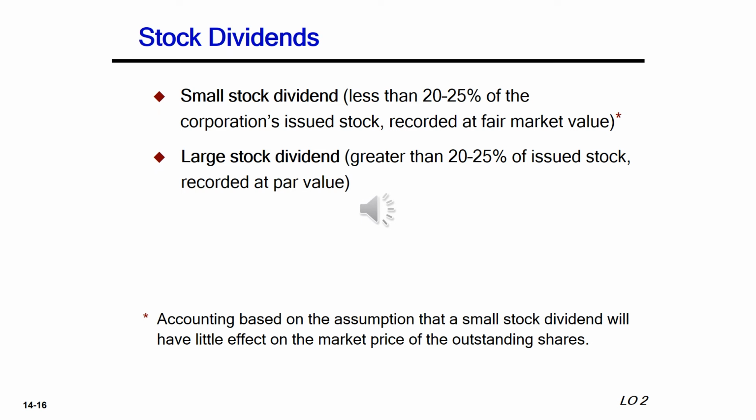It is also worth knowing that a stock dividend might be considered a small stock dividend in the case that it represents less than 20 to 25% of the corporation's issued stock, and in that case, the stock dividend is going to be recorded at fair market value. In the other case, the stock dividend is going to be considered a large stock dividend when it represents greater than 20 to 25% of issued stock, and in that case, it is going to be recorded at par value.